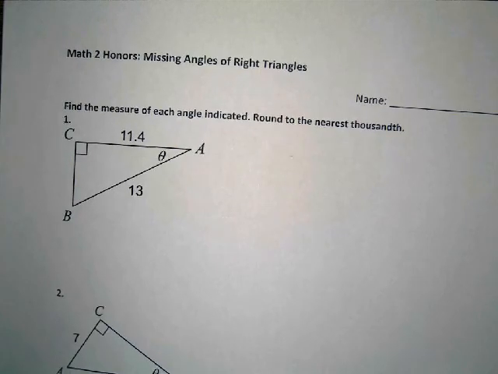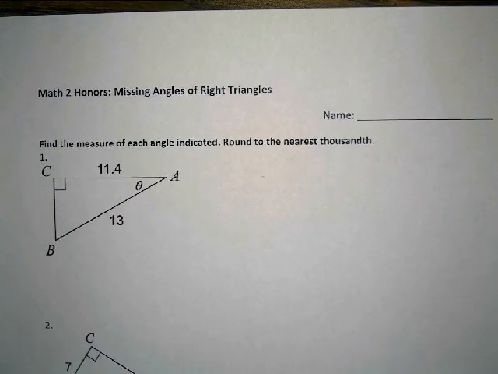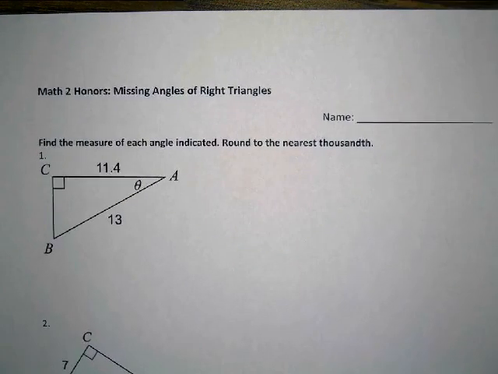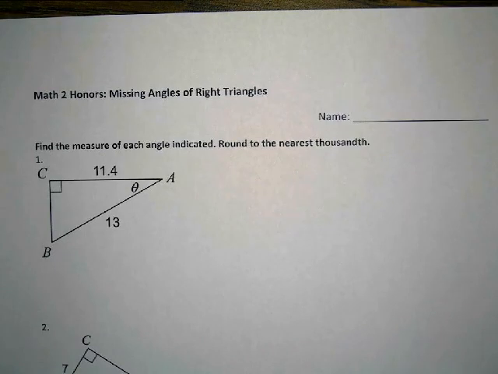But instead of finding the missing side in the right triangle, we're going to find the missing angle in the right triangle. So yesterday we found a missing side. Today we're going to find a missing angle.